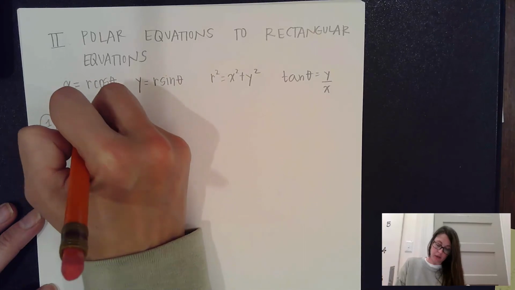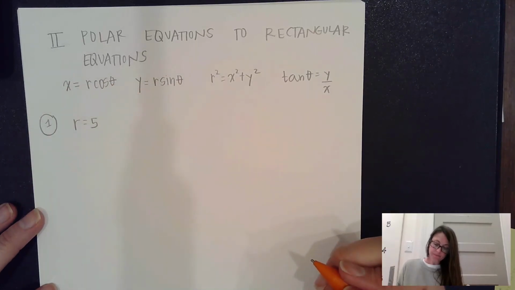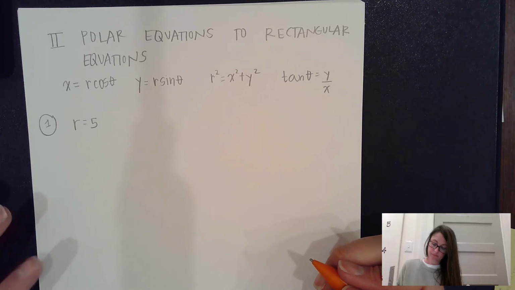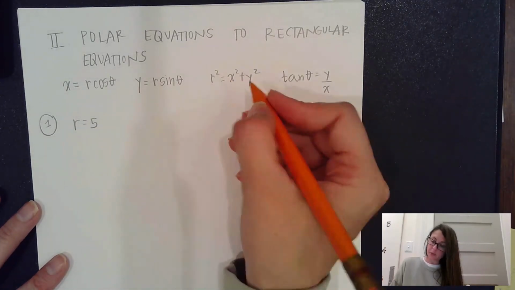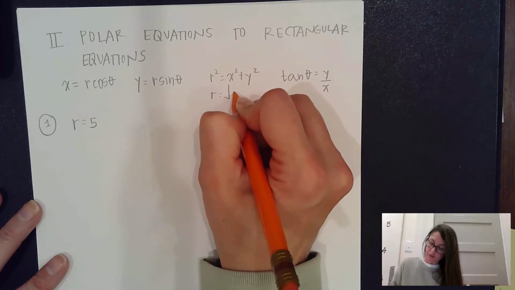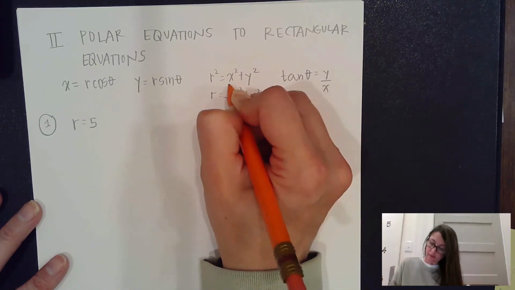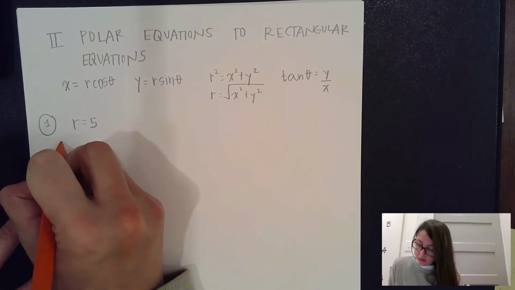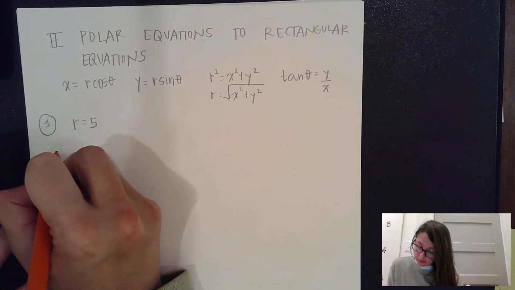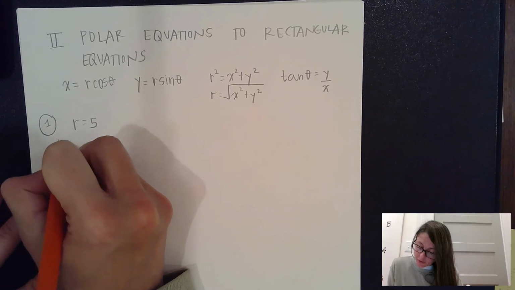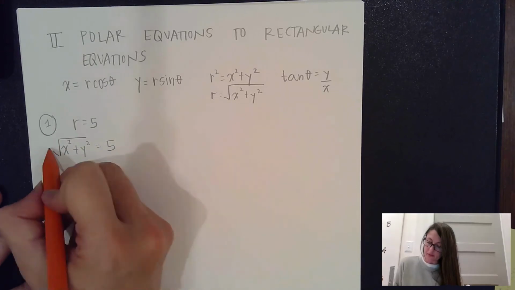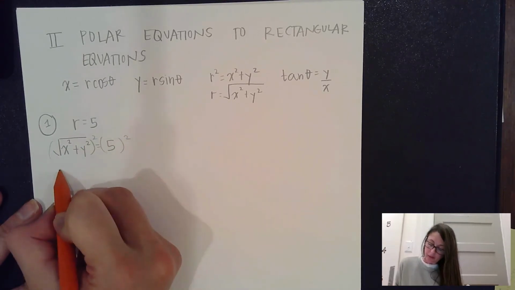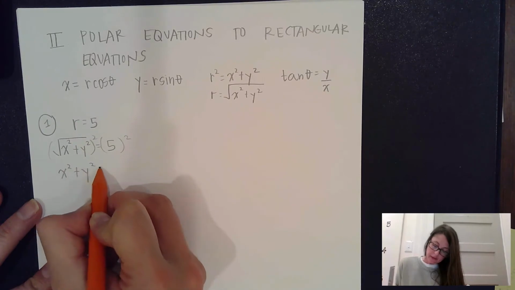So if I had r equals 5, okay, so r equals 5, so right here I could use this one. Also, if I took the square root of both sides, I would have that. Or if I squared both sides here, but I'm going to go kind of the long way about it. So if I had square root of x squared plus y squared, I would then square both sides, and you would have x squared plus y squared is going to be equal to 25.